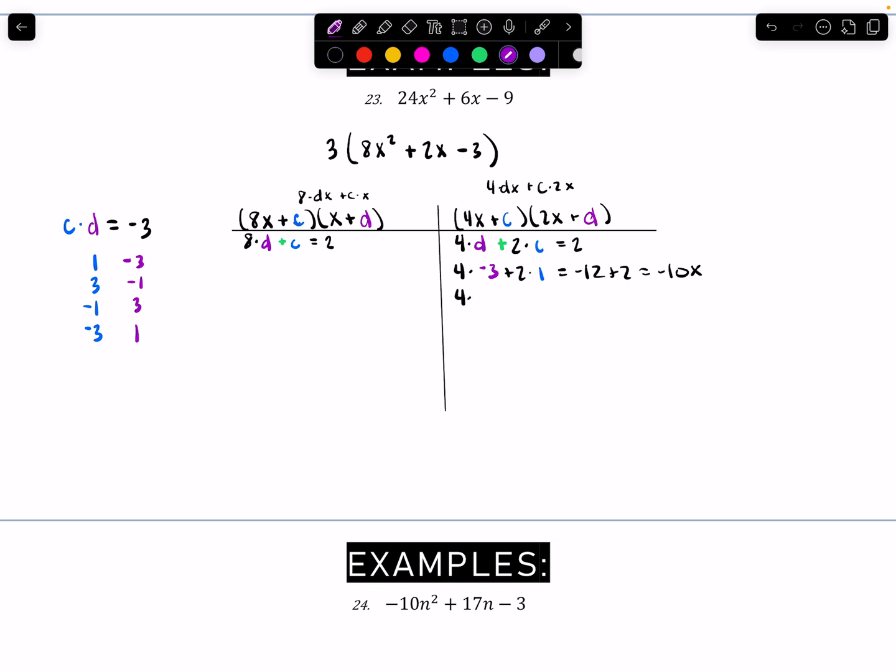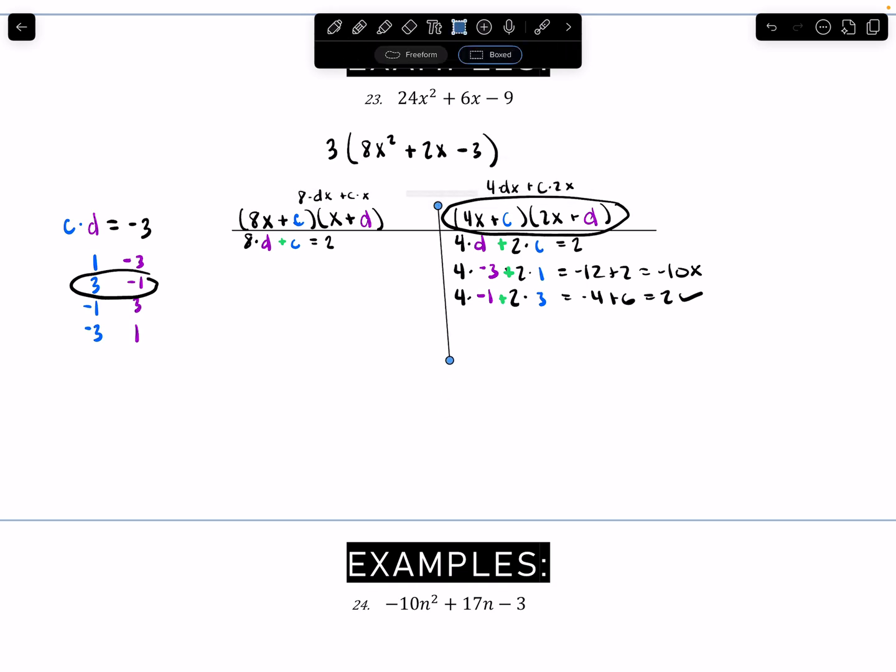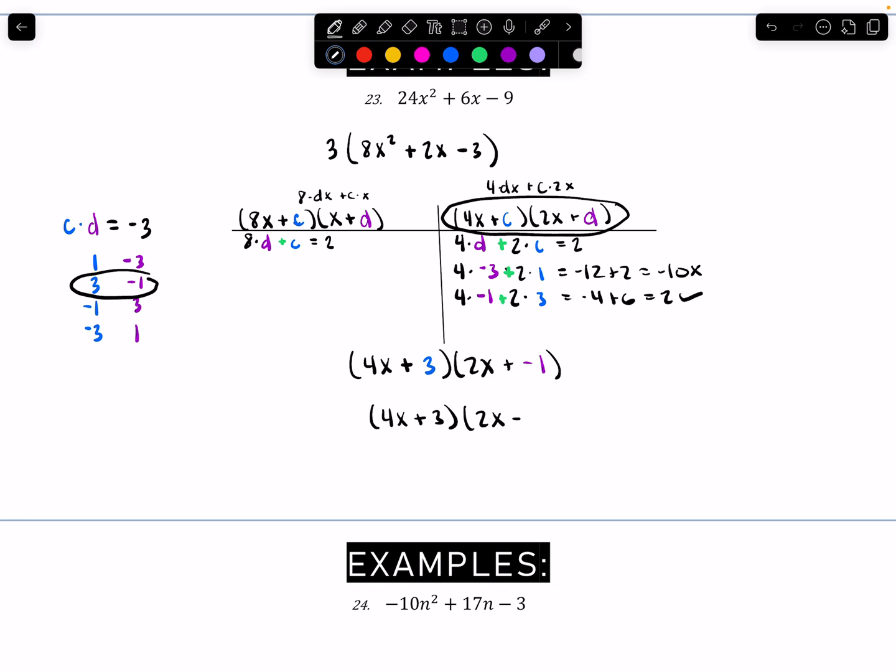What about 4 times -1 plus 2 times 3? Let's see what that gives us. That gives me a -4 plus 6. Oh, hey, that gives me my 2. Okay, so what we're working with are these guys and these guys, which means this will factor into 4x plus 3 and 2x plus a negative 1, which is the same thing as 4x plus 3 times 2x minus 1.